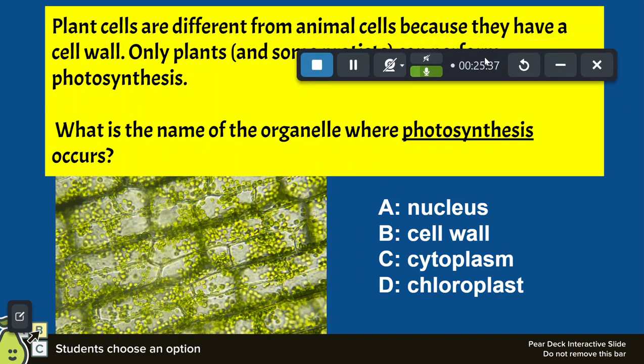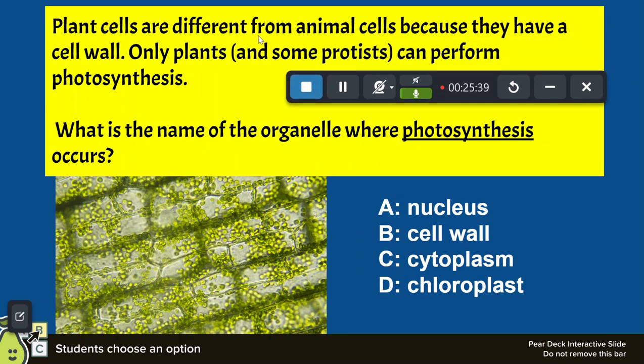All right, then it was multiple choice. Plant cells are different from animal cells because they have a cell wall. Only plants and some protists can perform photosynthesis. So what is the name of the organelle where photosynthesis occurs? And hopefully you remember this from previously, but also from our past couple of classes. We have as options nucleus or cell wall or cytoplasm or chloroplast. The organelle where photosynthesis occurs, that's the chloroplast. That's the place where photosynthesis occurs.